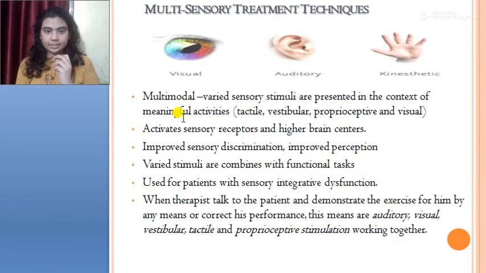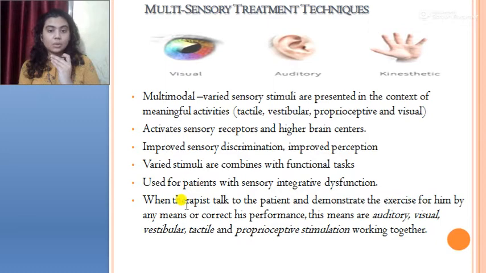Multisensory treatment techniques. In this, we are using multimodal, that is, varied sensory stimuli presented in the context of meaningful activities, like tactile, vestibular, proprioceptive, and visual. It activates the sensory receptors and higher brain centers. It improves sensory discrimination and perception. Varied stimuli are combined with the functional task. It is used for patients with sensory integrative dysfunction.